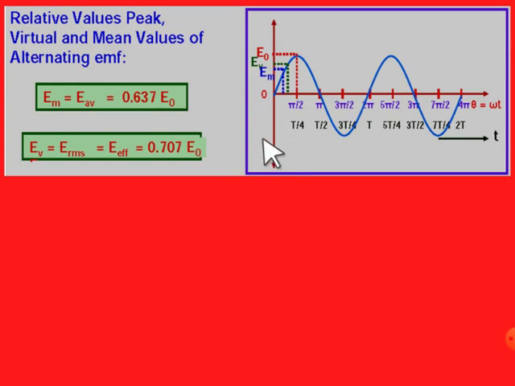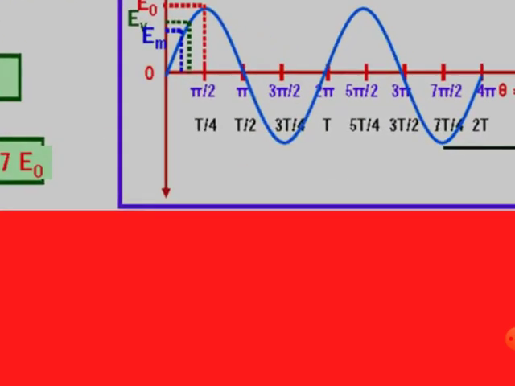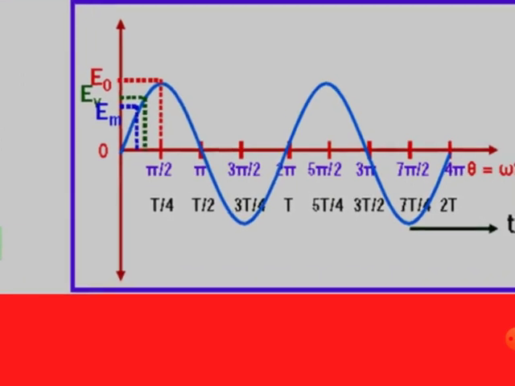So if you try to draw the graph, then it will be seen like this. Got it? Your E naught is the peak, it is the highest, and E virtual will be a little bit less than it because it is 70.7, and your mean value is again a little bit smaller because it is 63.7 only, right? So 63.7% of this peak value. Got it? Like that you will see the mean or average value, virtual or RMS value, and the peak value.